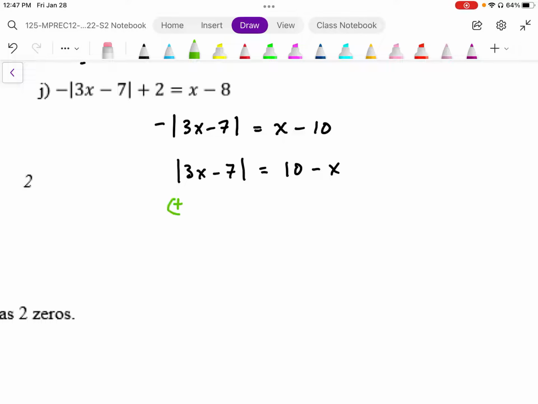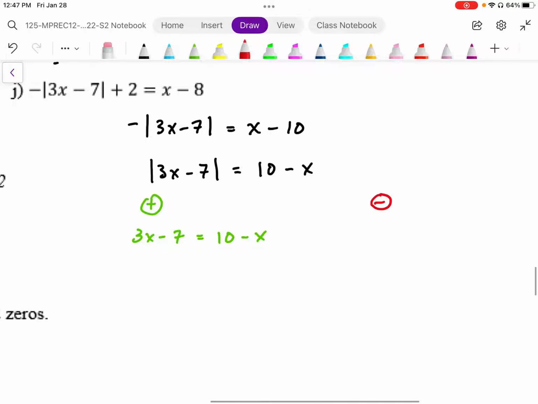So the positive version is when 3x minus 7 is equal to 10 minus x. And then I also have to come up with the negative version of this. So undoing an absolute value gives us a plus and minus. So this gives us 3x minus 7 is equal to x minus 10, or the opposite of 10 minus x.